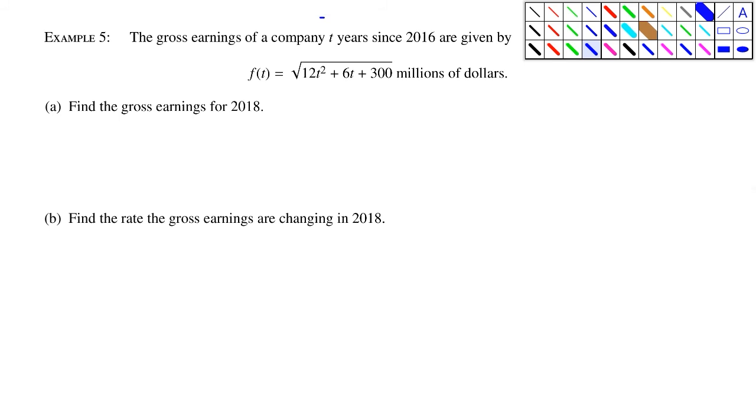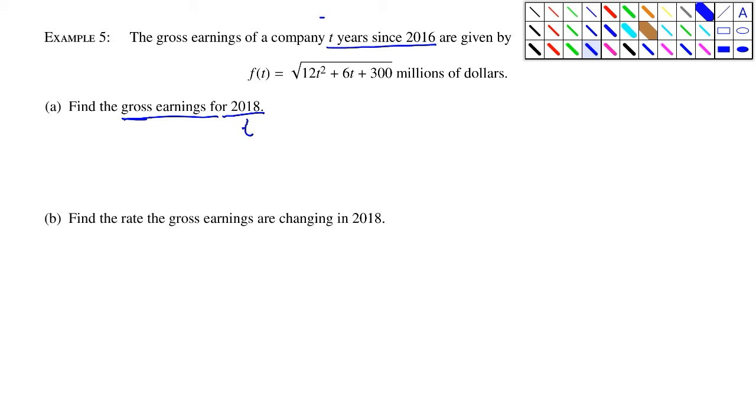Example number 5. The gross earnings of a company t years since 2016 are given by f of t equals the square root of 12t squared plus 6t plus 300 millions of dollars. A, find the gross earnings for 2018. So t is a relative variable. t represents the number of years since 2016. We're looking for earnings in 2018. This is just about the earnings themselves. It's not about the rate, so we have to use the original function itself.